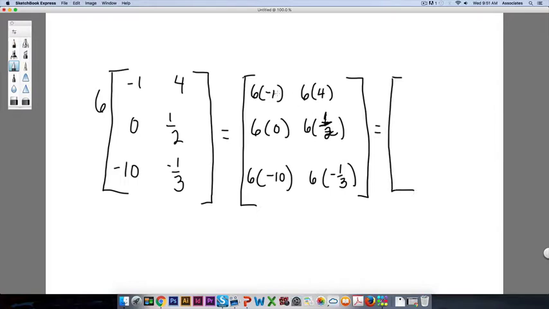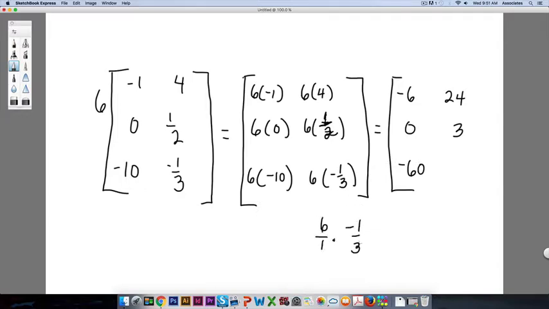So 6 times negative 1 is negative 6. 6 times 4 is 24. 6 times 0 is 0. 6 times 1/2, 1/2 of 6 is 3. 6 times negative 10 is negative 60. And then 6 times negative 1/3. Let's just make sure I can get this right.